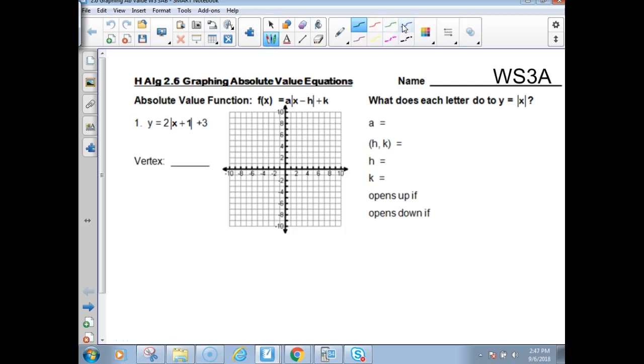Okay, we are going to graph absolute values, and we're going to be stretching and shifting them vertically and horizontally, etc. I just discussed with the class what y equals the absolute value of x looks like, which is the same as f of x equals the absolute value of x. And we discovered it makes a V.